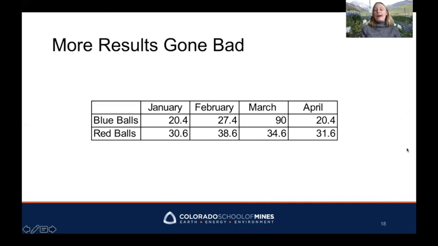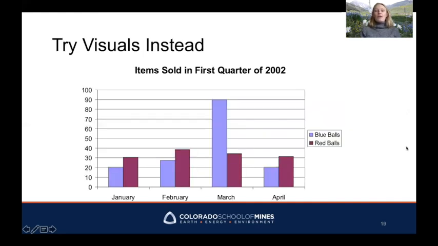So instead of just providing a table, how about you turn it into a bar chart? So for the items sold in the first quarter of 2012, we can see now, oh wow, March had a pretty high increase of balls sold. So try to think of the best way to present your data visually. That's really easy to get the take-home message right away, so you can dive into the conclusions and why that conclusion matters to your client.